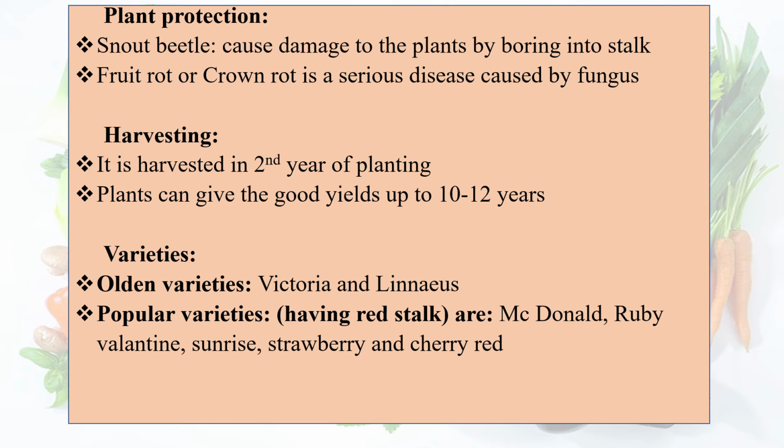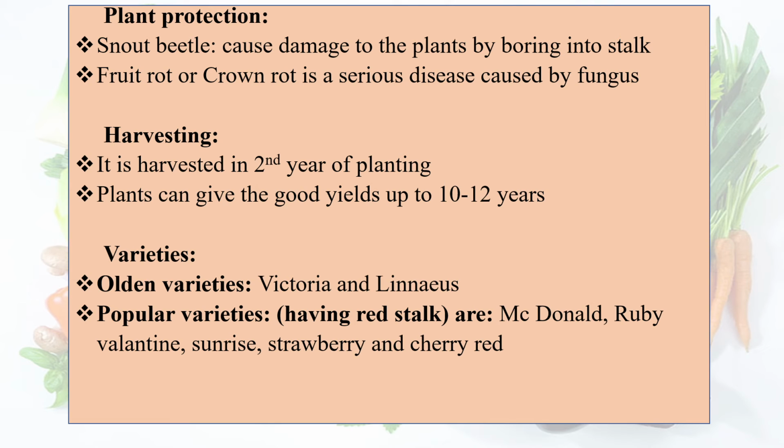Next, coming to harvesting, it can be harvested in the second year of planting. Plants can give a good yield for up to 10 to 12 years. These are harvested when the plants are in a crowded state and the leaf stalks have become small, then we will harvest.